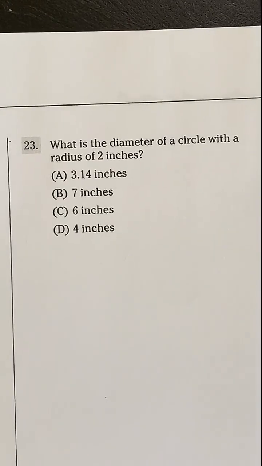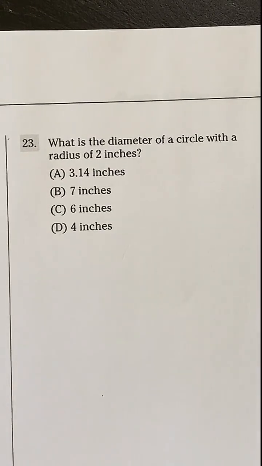So 23, what is the diameter of a circle with a radius of 2 inches? Is it A, 3.14 inches? Is it B, 7 inches? C, 6 inches? Or D, 4 inches? What will be our diameter?